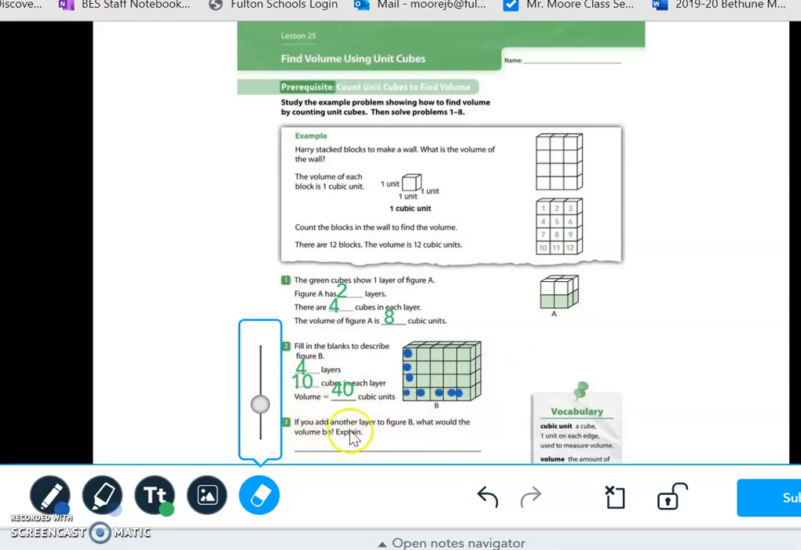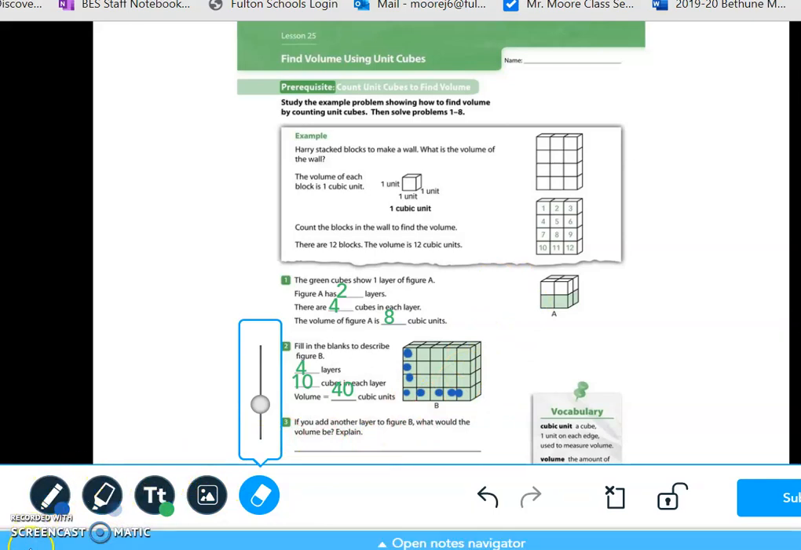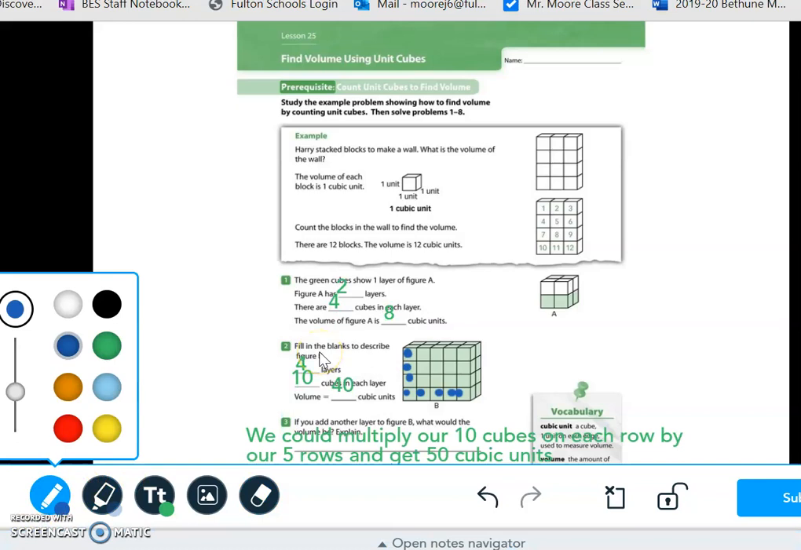For 3, it says if you add another layer to figure B, so we add another layer here, what would our volume be? So before we had 1, 2, 3, 4, 5 by 2, so we had 10 cubes on each of our layers. Before we had 4 layers, but now we're going to have 5. So that'll be 10 by our 5, and we will get 50 cubic units. We know our answer will be 50 cubic units. Go ahead and pause and answer that. So again, to answer our question, we saw that we could either add 10 more to our 40, or we can have our 10 times our 5 layers and get 50.